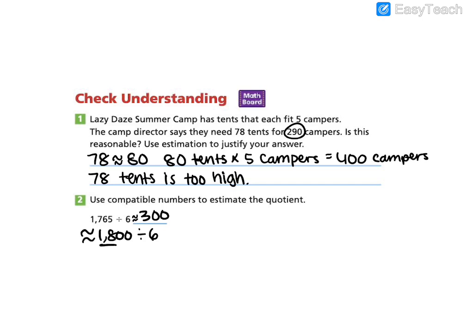Right, number 2 asks us to use compatible numbers to estimate the quotient. I went ahead and looked at my 6 here. I saw that 1,765 was very close to the multiple 18. So 1,800 was close to 1,765. So I went ahead and estimated 1,800 divided by 6 and found that this was about 300.